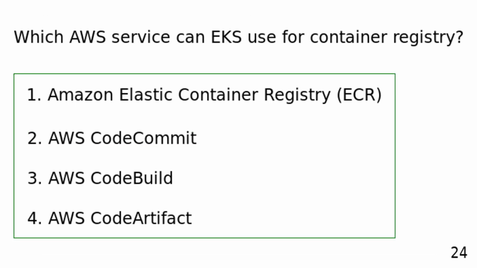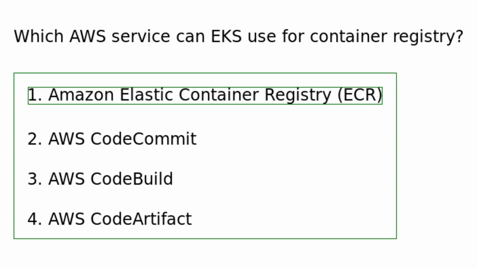Which AWS service can EKS use for container registry? Amazon Elastic Container Registry, AWS CodeCommit, AWS CodeBuild, AWS CodeArtifact. Amazon ECR is AWS's fully managed Docker container registry that integrates seamlessly with EKS.